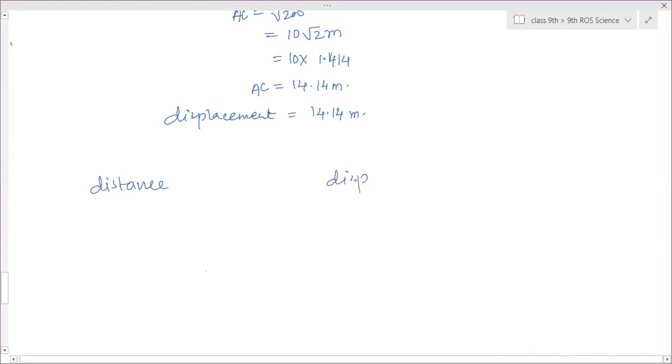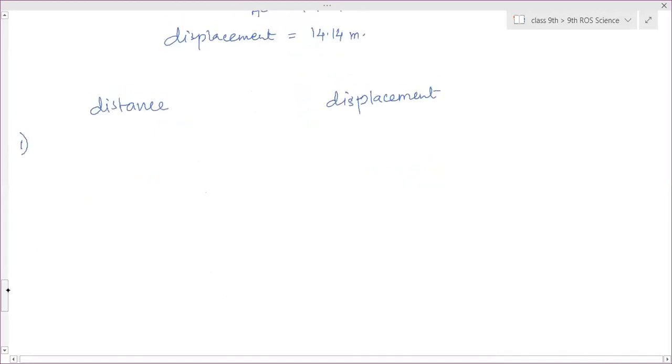Distance and displacement. How to write a differentiating point? First point. Ma'am, displacement is like in a straight line. Distance is also in a straight line, like the shortest distance. So the first one is the definition.